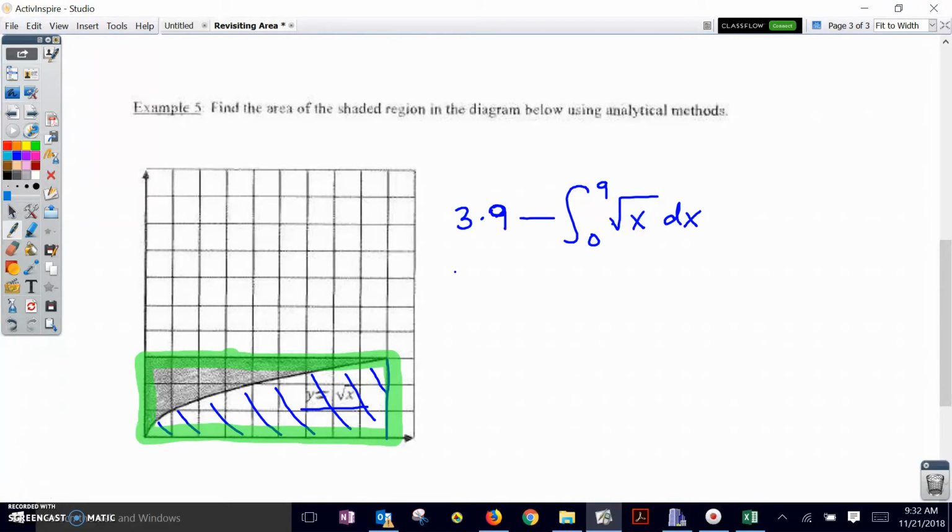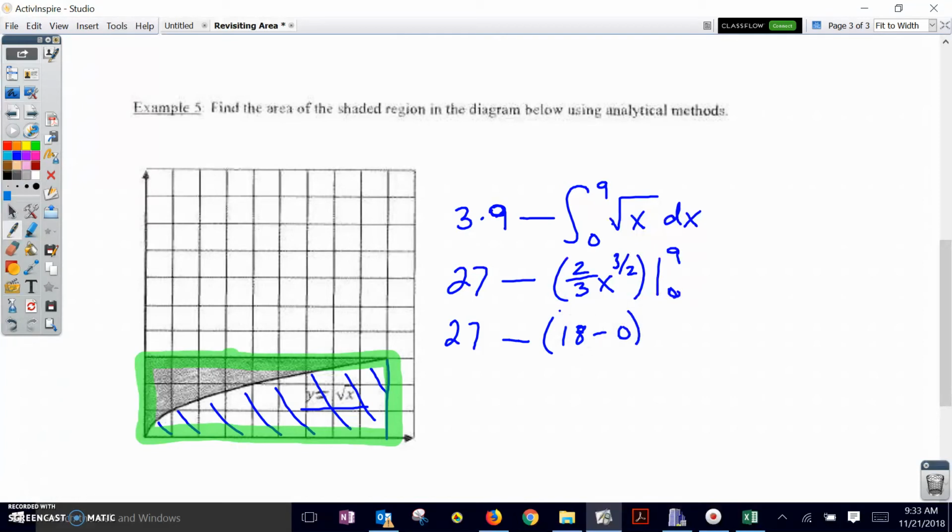x. So we've got 27 minus, and the antiderivative of this is going to be 2/3 x to the 3/2, which we're going to evaluate from 0 to 9. We've got 27 minus, and let's see, x to the 3/2, if x is 9, that's going to be 27. 2 times 27 over 3 is going to be 18. And so we end up with 27 minus 18. And that gives us 9 for the area of the shaded region in this diagram.